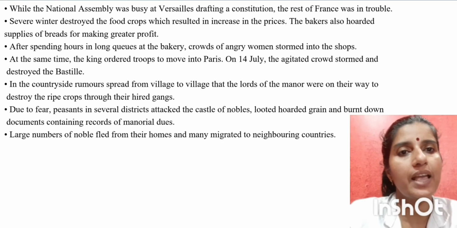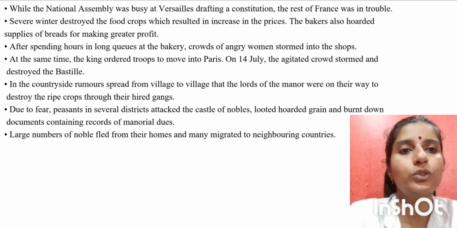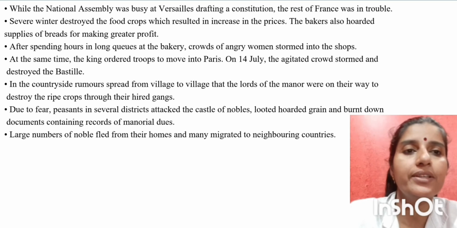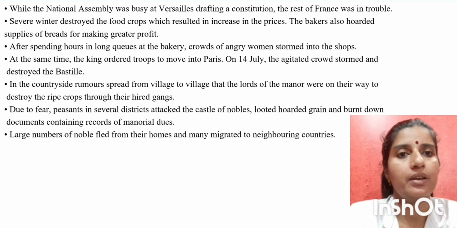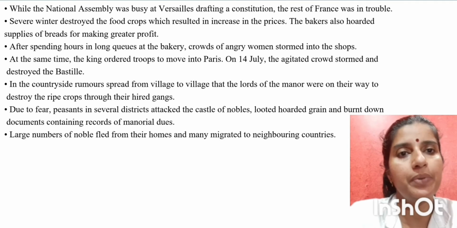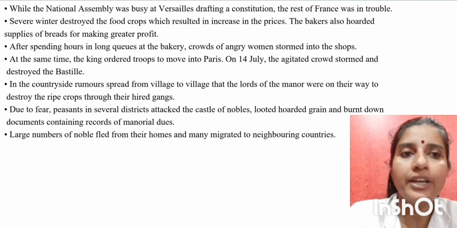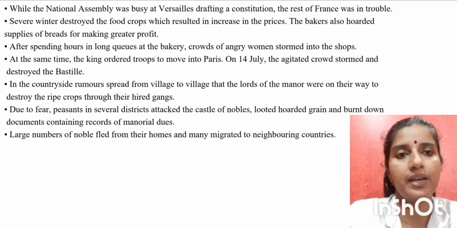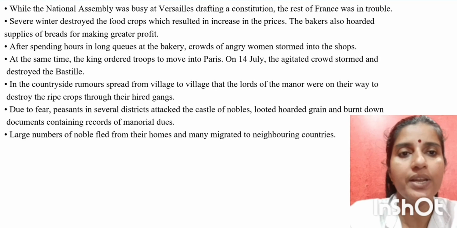Now, we will discuss the immediate reason which led to the storming of the Bastille on 14th July 1789. We have seen that Third Estate people under the leadership of Mirabeau and Sieyès formed the National Assembly and started the framework of the Constitution. While the National Assembly was busy at Versailles drafting the Constitution, the rest of France was starving because a severe winter resulted in a bad harvest and prices of bread rose rapidly.